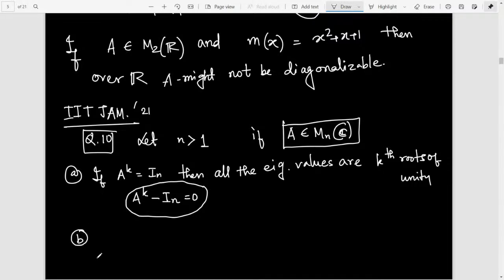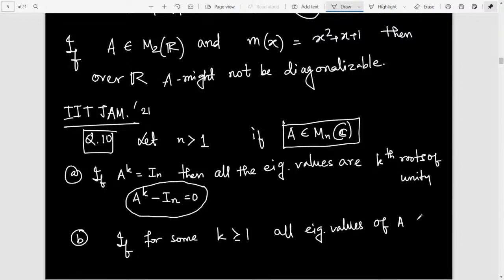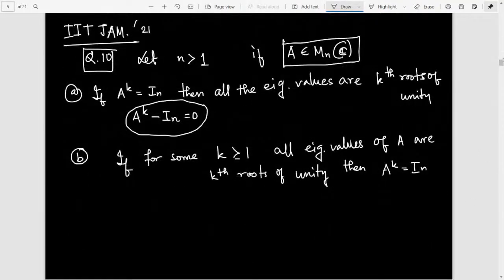The next is, so if for some integer k greater than 1, all eigenvalues of A are kth roots of unity, then A to the power k is In. But this is not true, because if all the eigenvalues of A are kth roots of unity, then by the previous discussion, you know how the minimal polynomial looks like. Now, the minimal polynomial looks like that, but that does not give the guarantee that this will always hold from the other direction. Okay, so it might happen.